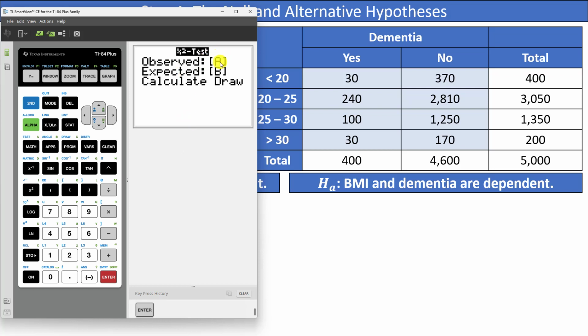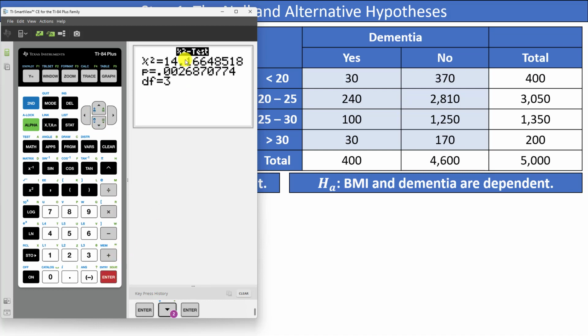The observed is what we just plugged in. These are the values that we observed from our sample. Expected is what the calculator is going to output as the expected values into another matrix. So once I press calculate, it's going to calculate a new matrix in matrix B, which will contain the expected values. So let's go ahead and calculate.